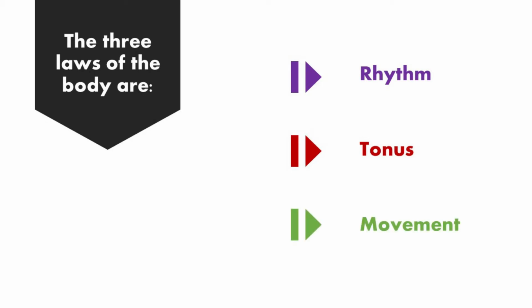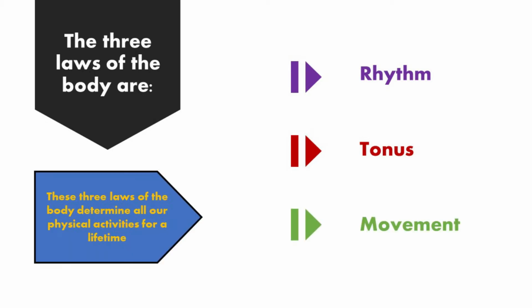These 3 laws determine every physical activity we do in our lifetime. And that, of course, includes our sexuality. So let me introduce to you the 3 laws of the body. Rhythm, slowness, movement. And remember, these 3 laws of the body determine all of our physical activities for a lifetime, including the activity of having sex.